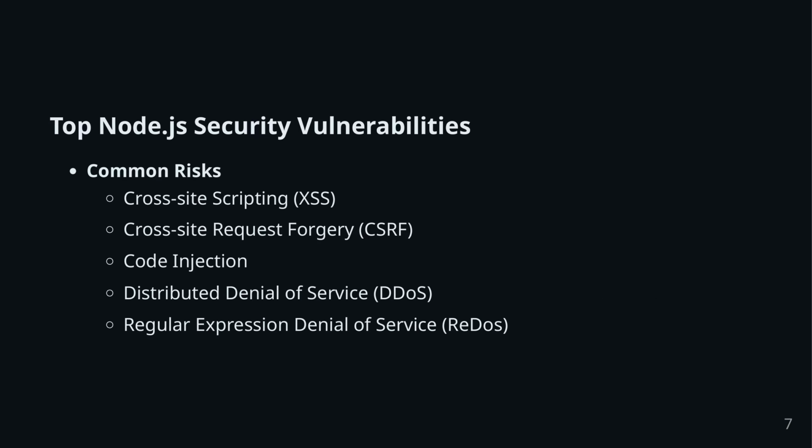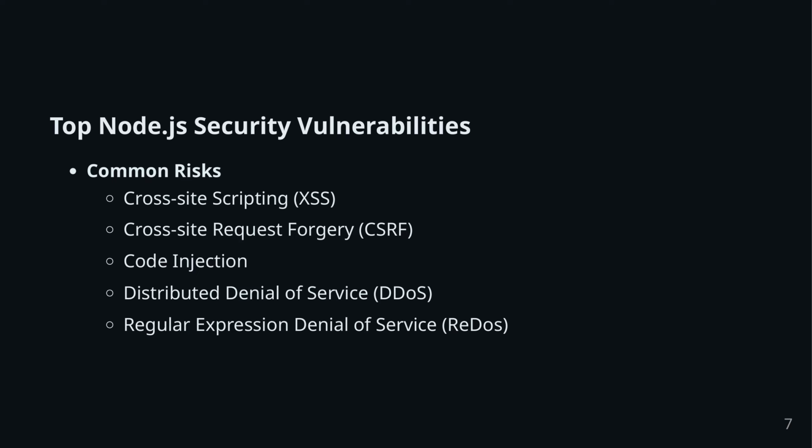Let's take a closer look at the top security vulnerabilities commonly encountered in Node.js applications. These are critical risks that every developer should be aware of and actively protect against. First, we have cross-site scripting, XSS, where attackers inject malicious scripts into web pages viewed by other users. This can lead to stolen cookies, session tokens, and even user information. Next is cross-site request forgery, CSRF, a tactic where a malicious site tricks a user's browser into performing unwanted actions on a different site where the user is authenticated.